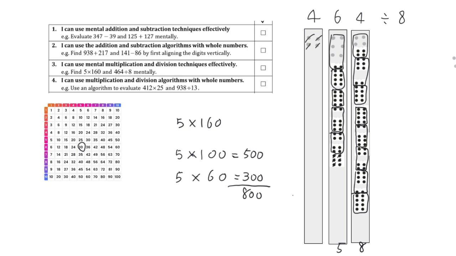So if you separate 464 into 8 groups, each group will have 58. Why is that? Because you have 5 tens and then 8 ones. Okay, so that's why if you separate into 8 groups, the answer will be 58. And that's the definition of 464 divided by 8.